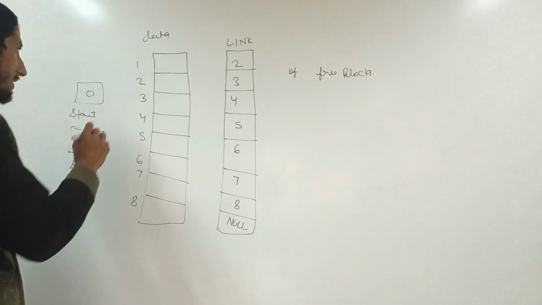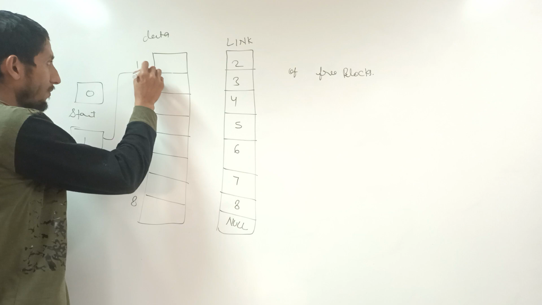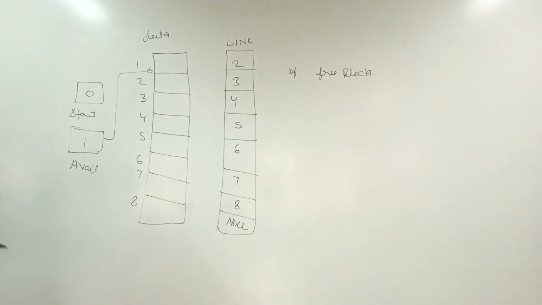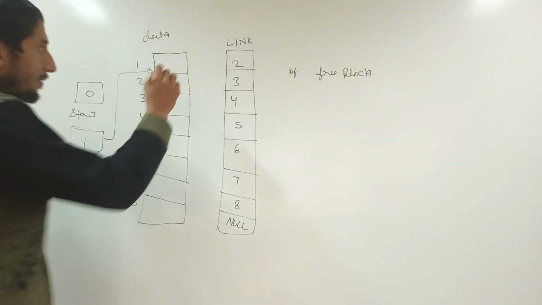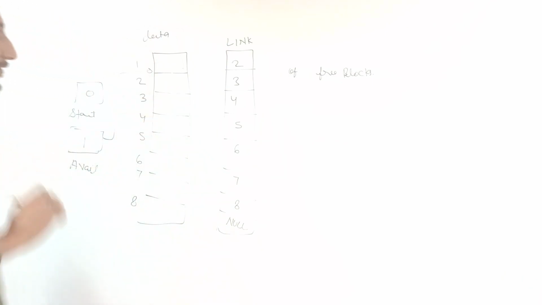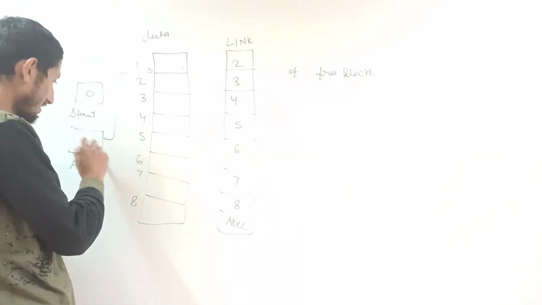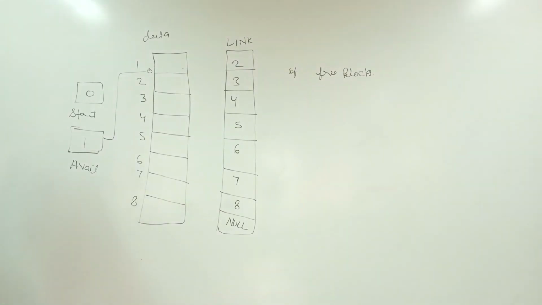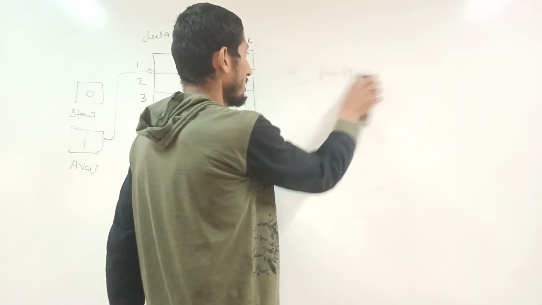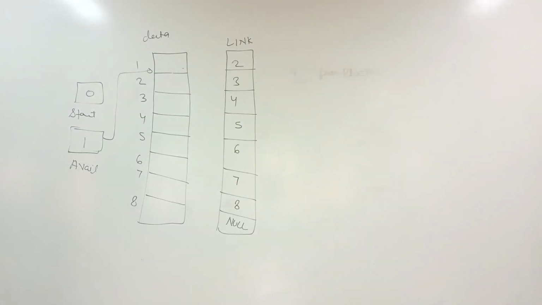So what is the meaning of this? It is saying that block number 1 is empty. After block number 1, block number 2 is empty. After block number 2, block number 3 is empty, and so on. So it contains the list of empty blocks. Okay. Now let me write down the algorithm. Please pay attention, that is quite important. I will explain one by one.